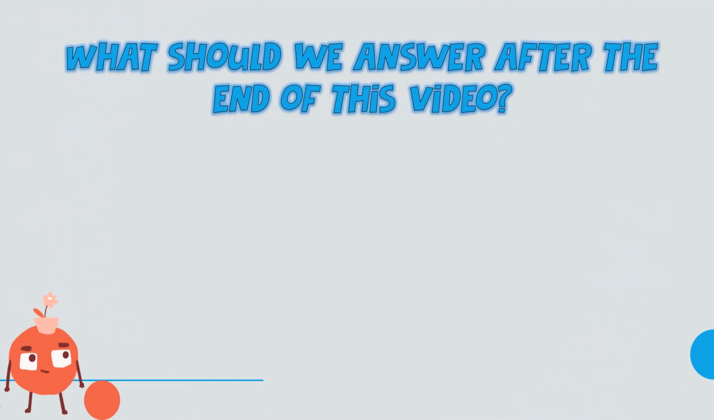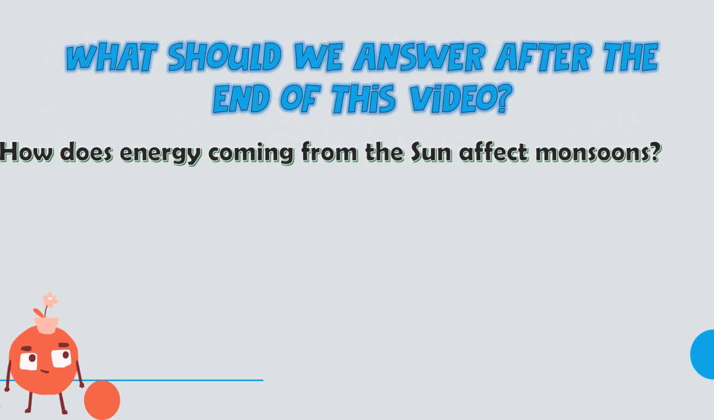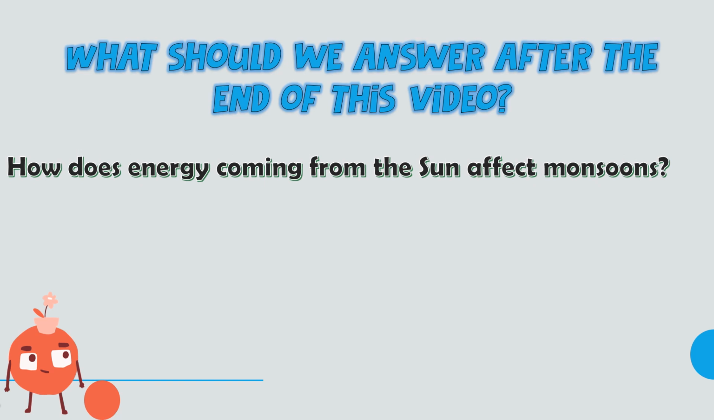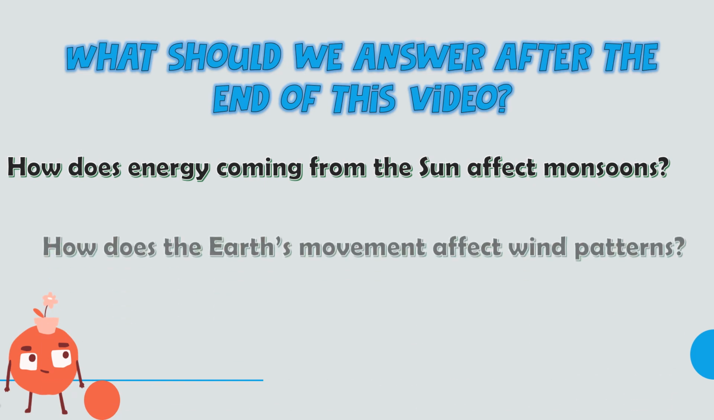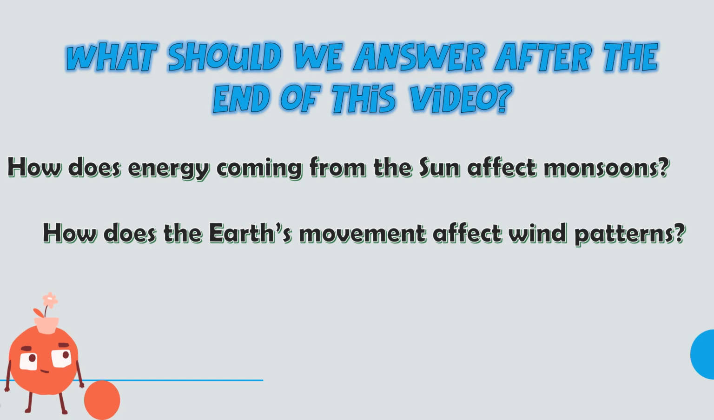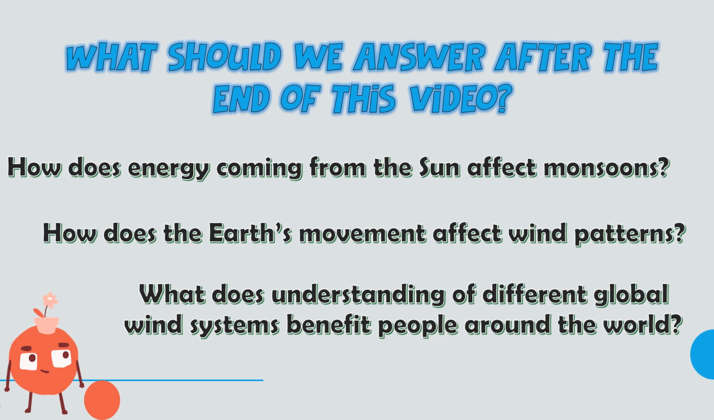As we continue to find out the different atmospheric conditions, here are some guide questions for us to answer at the end of the discussion. First, how does energy coming from the sun affect monsoons? Second, how does the Earth's movement affect wind patterns? And lastly, number 3, how does understanding different global wind systems benefit people around the world?